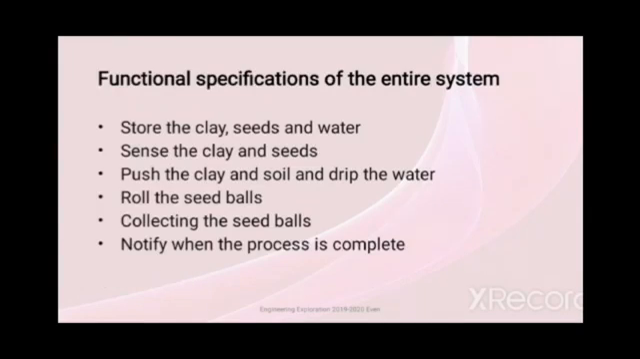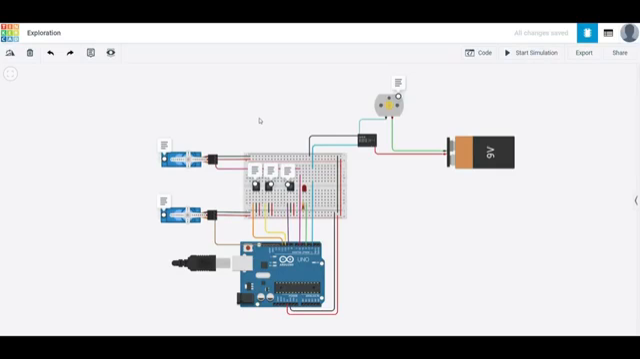The functional specifications of the entire system tell us the functional outputs that we expect the machine to do. The major functional specifications are to store the clay, seeds and water, to sense the clay and seeds, to push the clay and soil and drip the water, to roll the seed balls, collecting the seed balls when the process is terminated, and to notify when the process is complete.